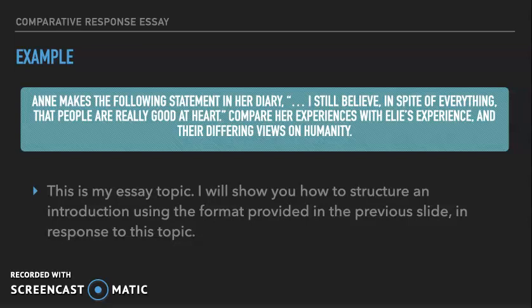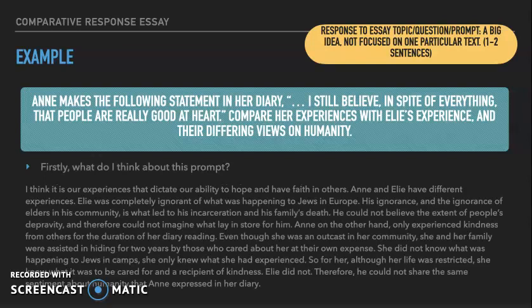Anne makes the following statement in her diary: "I still believe, in spite of everything, that people are really good at heart." Compare her experiences with Ellie's experience and their differing views on humanity. Now, this is a really broad essay topic. I can talk about anything I want. So I needed to go into a bit of depth about what I thought in relation to this topic.